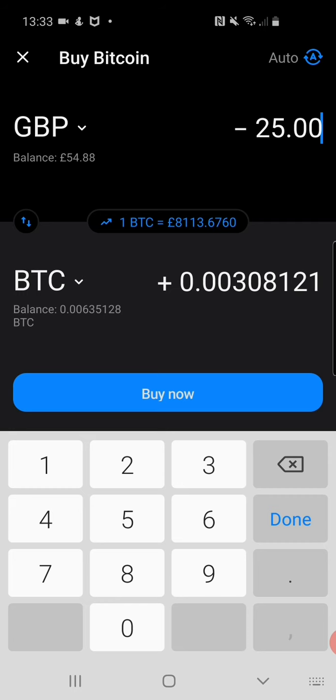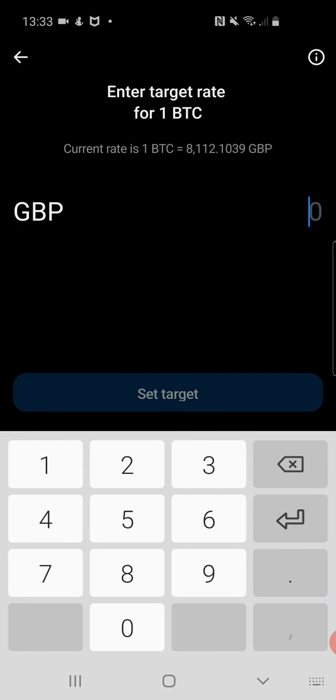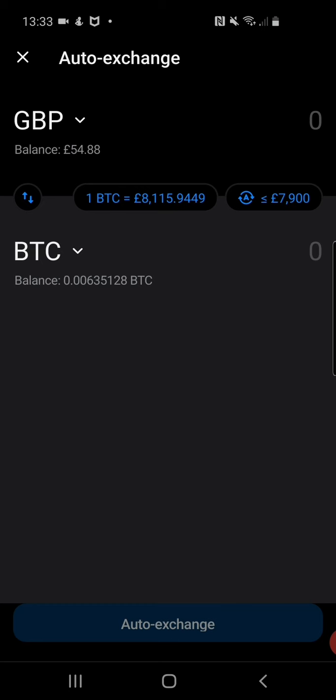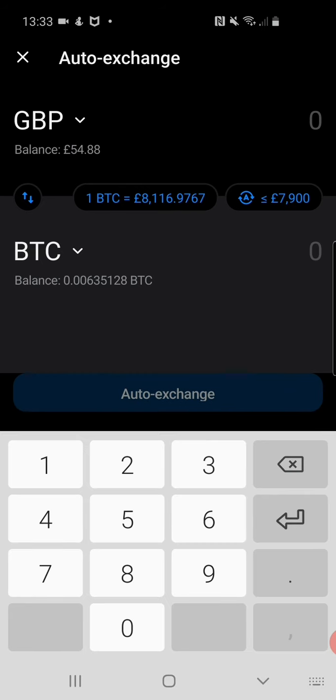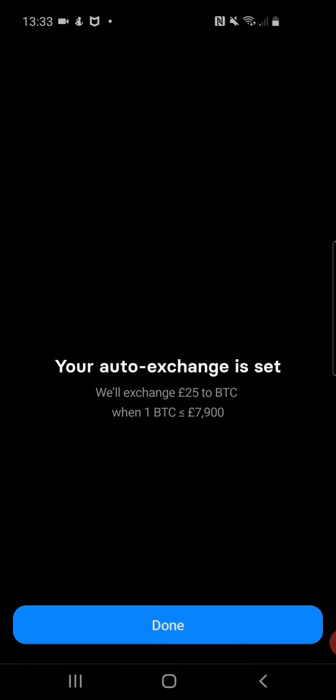A neat little feature in the app is an auto convert function. So if you just click auto in the top right corner, you can actually set a target price. So let's say I don't want to enter the market unless the price drops to 7,900. Just type that in, set the target. Let's say I want to convert £25. If the Bitcoin price, which is currently over 8,100, drops to 7,900, I want that auto exchange to take place at £25. That's now set and done.